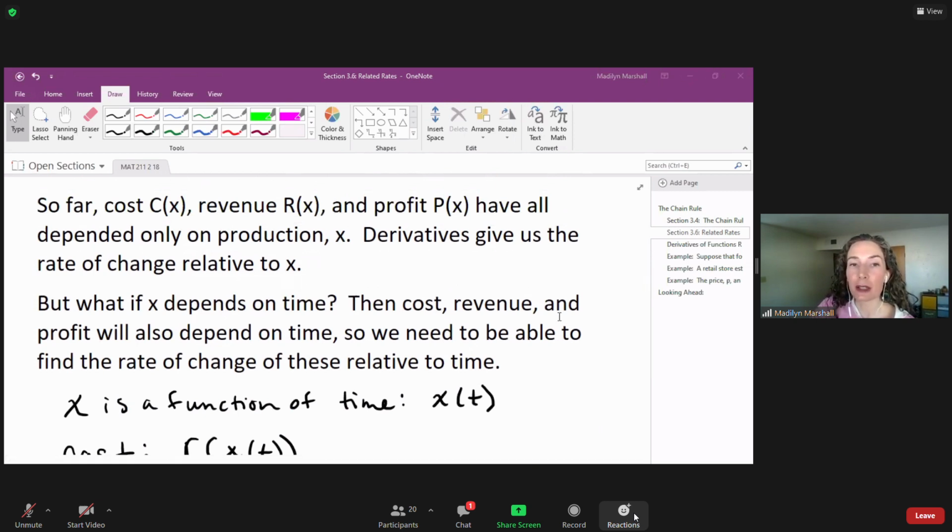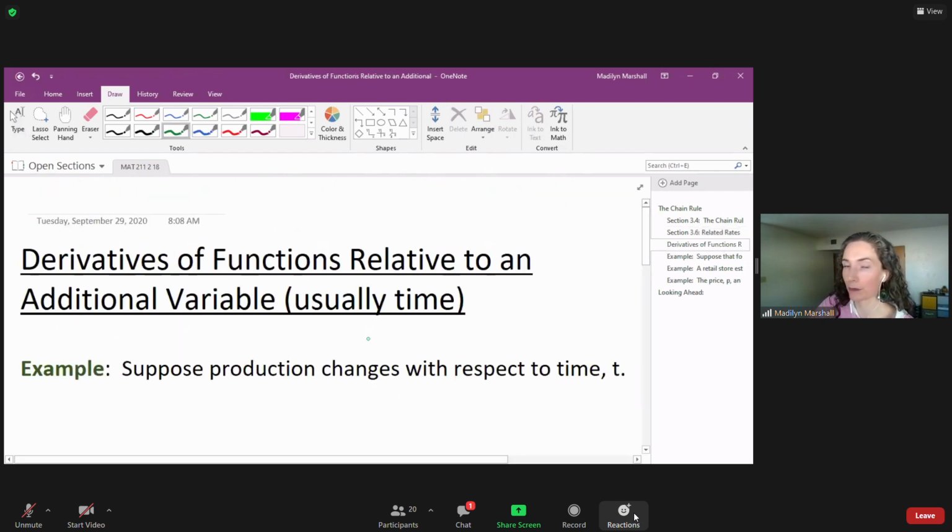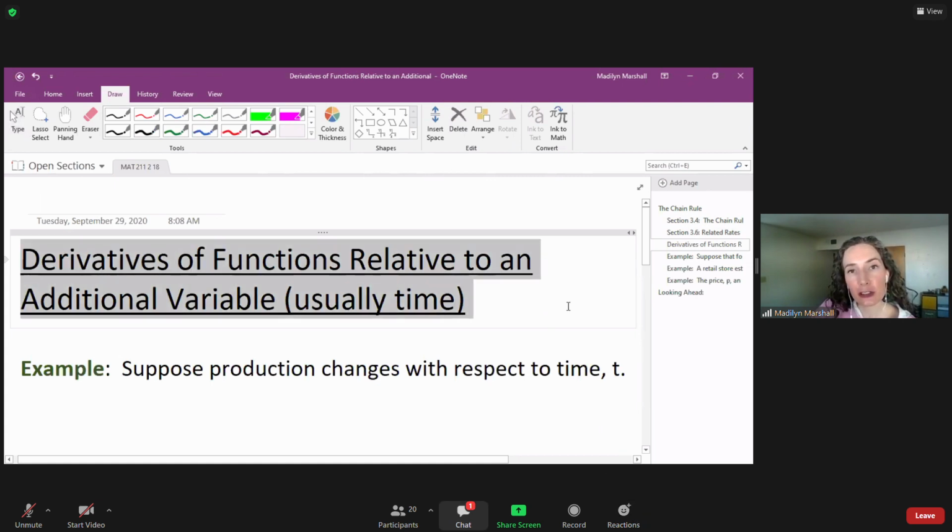And we're going to start with a couple examples of how we can look at the rate of change of these things relative to time. So in order to do related rates problems, which we'll see what specifically that means in a little bit, the derivatives of functions relative to an additional variable, usually time.